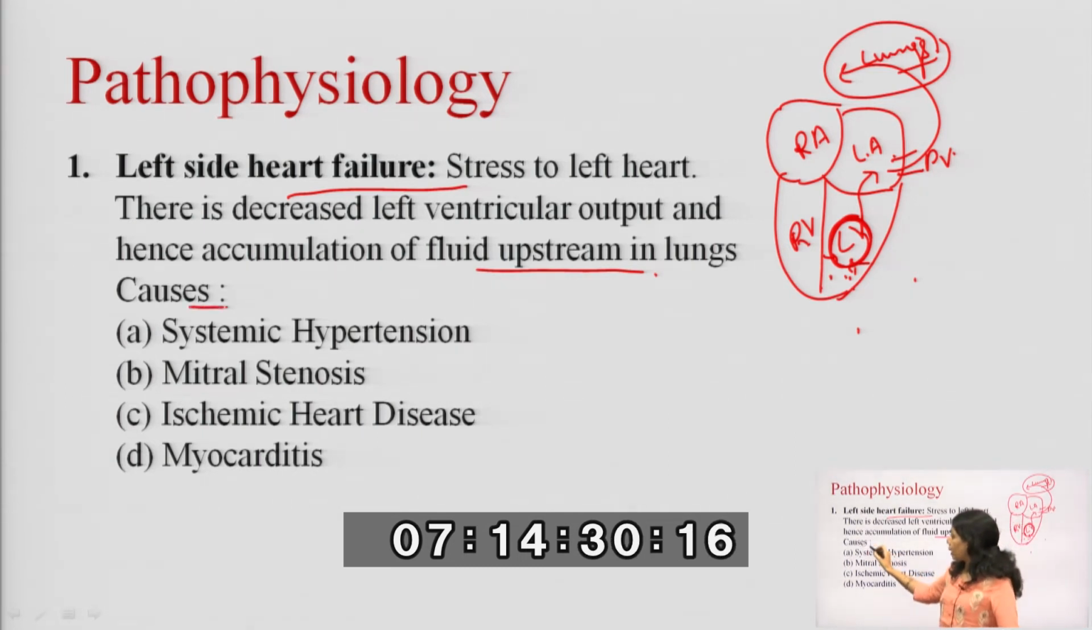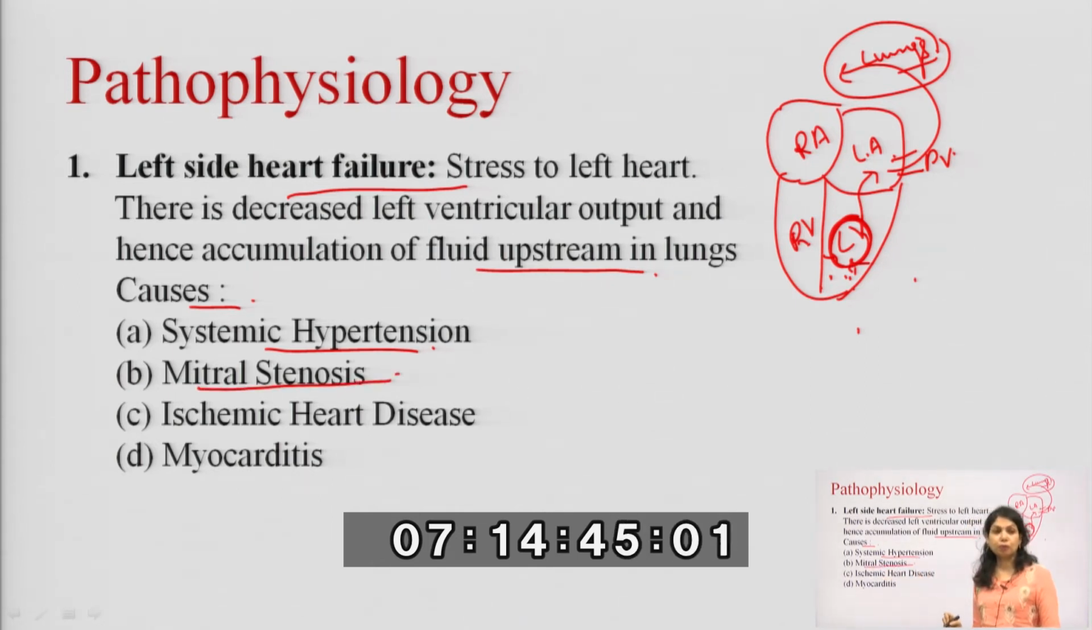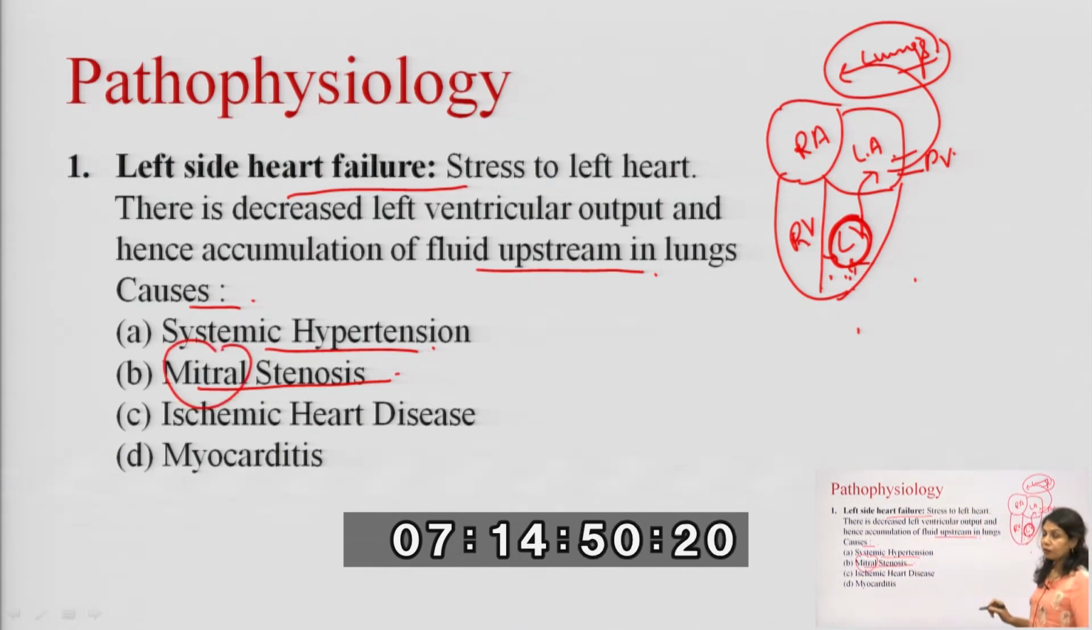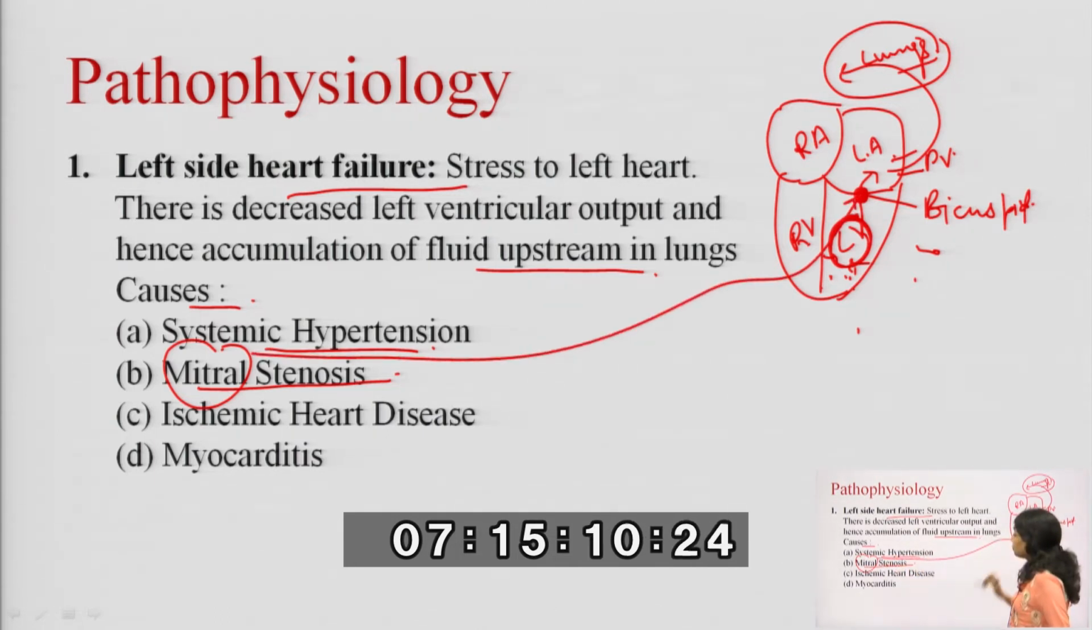Now, what are the causes of left side heart failure? Number one is systemic hypertension. The patient is suffering from hypertension, systemic hypertension specifically. Then mitral stenosis, the patient is suffering from a disease called mitral stenosis. You know the mitral valve, what is the mitral valve? The mitral valve is present here. This is the bicuspid valve, which is also known as the mitral valve. So the mitral valve is this one.